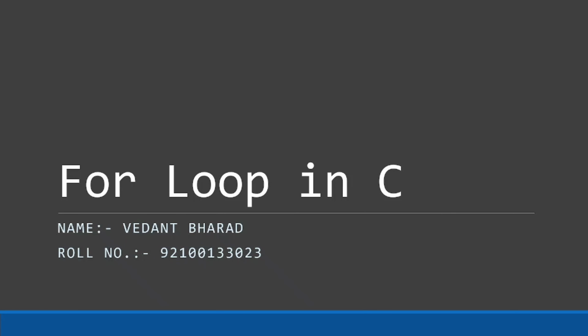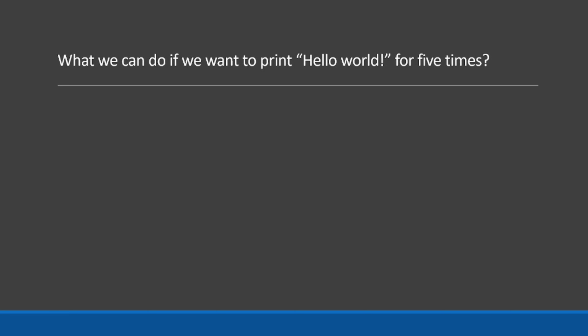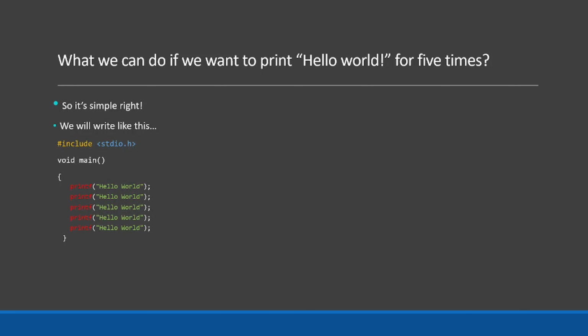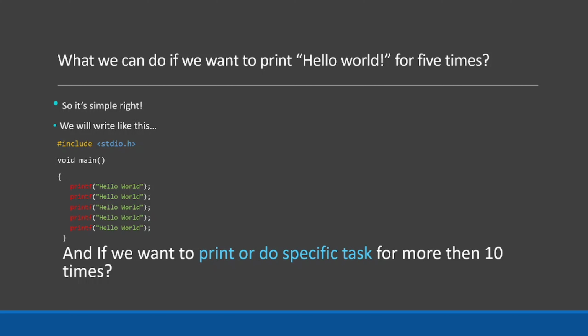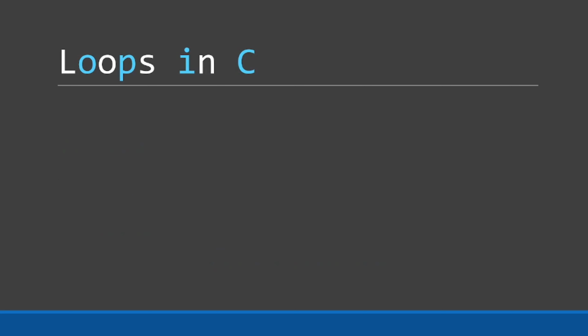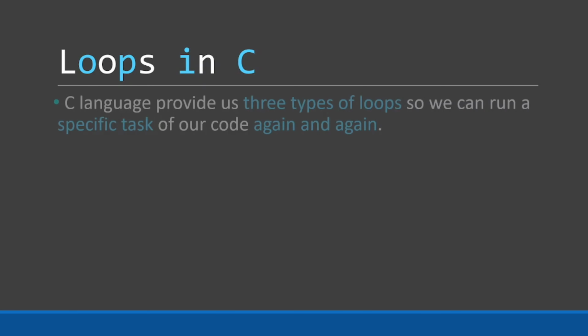Today's topic is for loop. What can we do if we want to print hello world 5 times? It's simple, right? We will write it like this. And if we want to print or do any specific task more than 10 times, there is a loop in C. We will learn about loops.